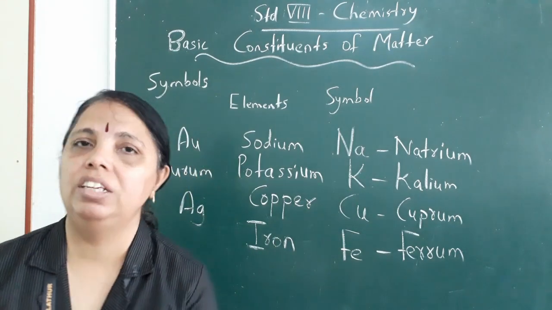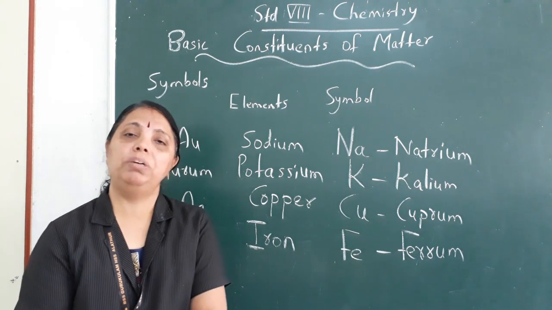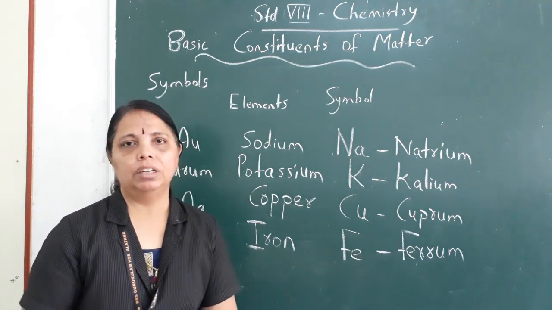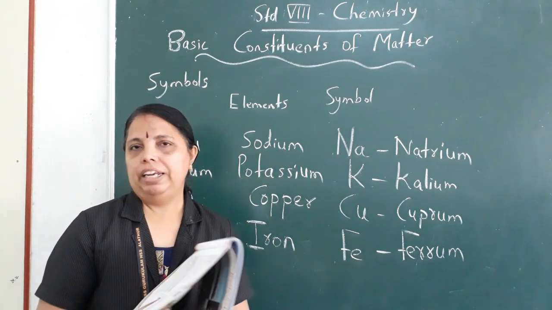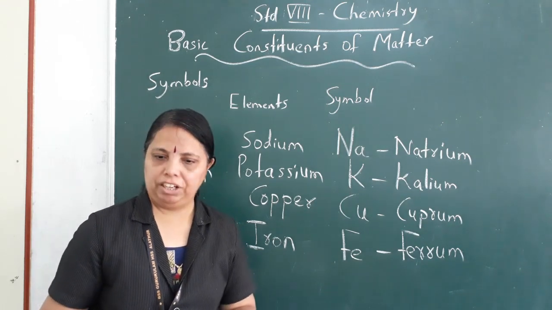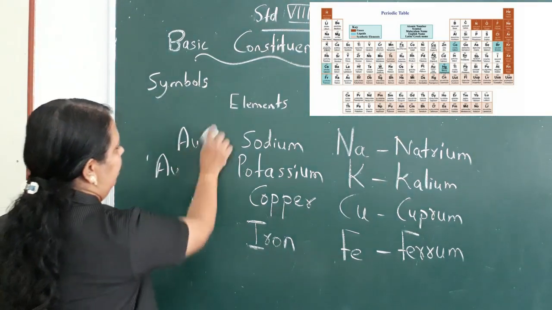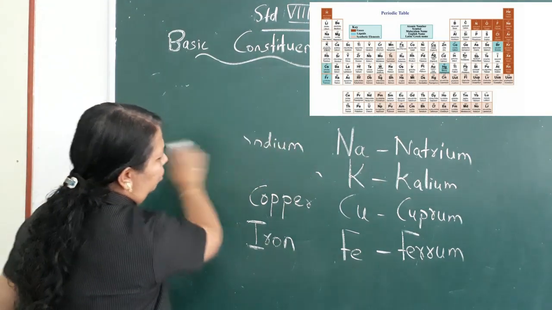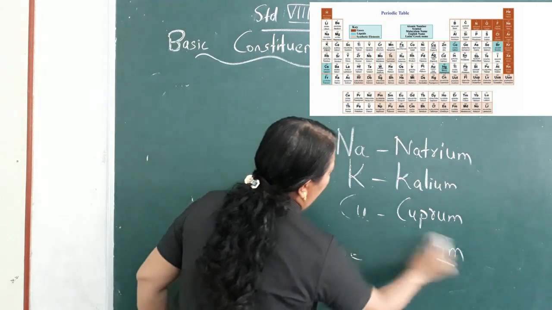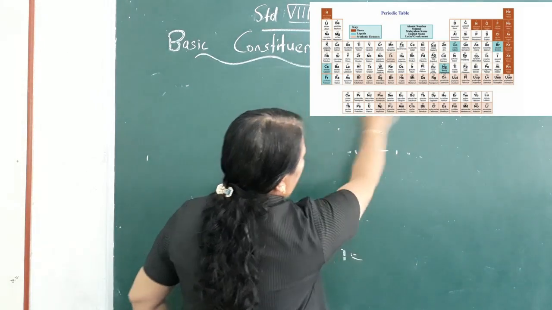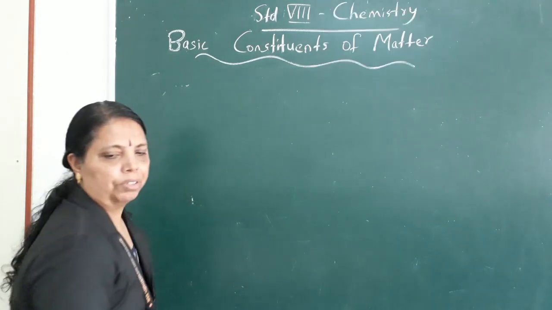Now I move on to the next page, that is about the periodic table. In chemistry, there is a very important table called the periodic table. Now I will just explain about the periodic table to you. You should know, you will study about the periodic table in detail in 9th standard.